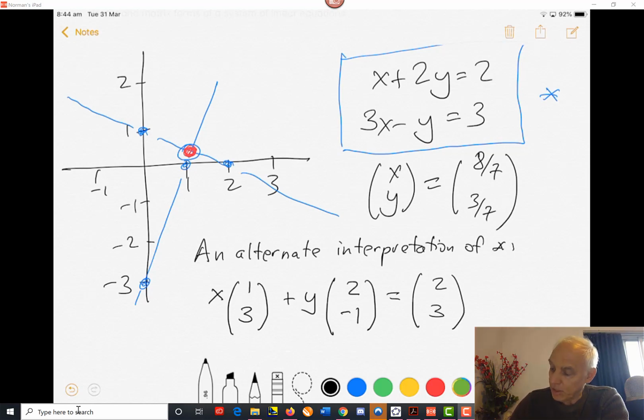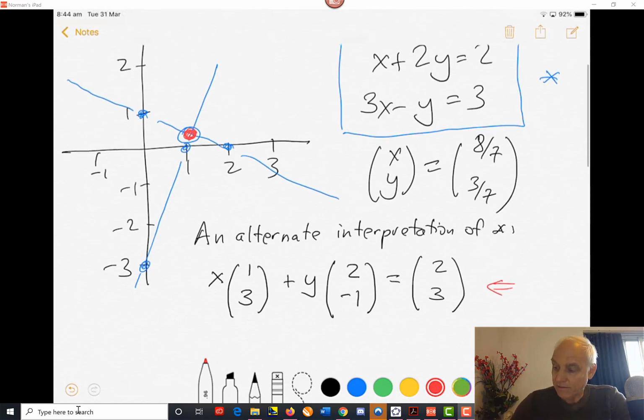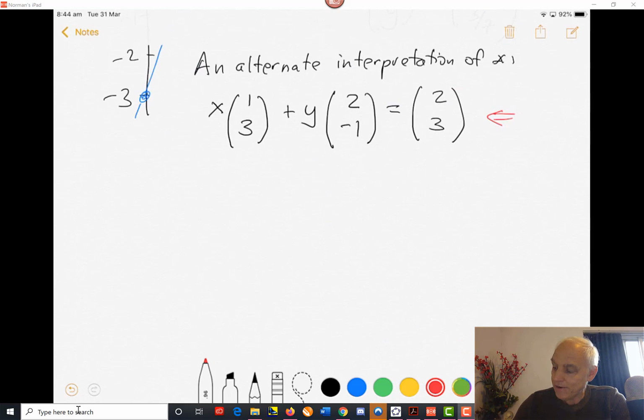So if we look at this equation here and look at the top entry of all of the vectors, then we get the first equation in star. And if we look at the second entry, 3x minus y equals 3, then of course we get the second equation. When we write things like this, we can really get a different geometric picture of what the meaning of this system of equations is.